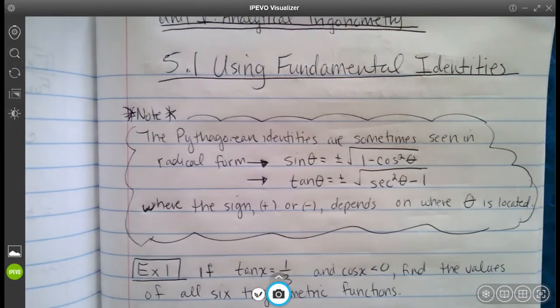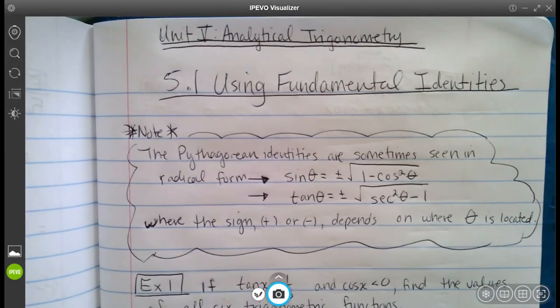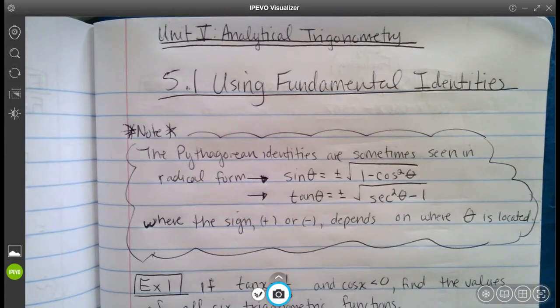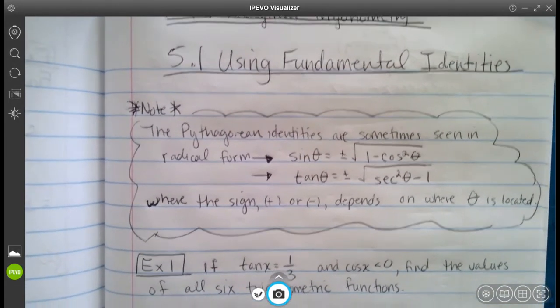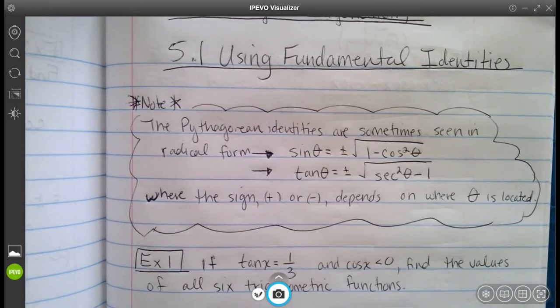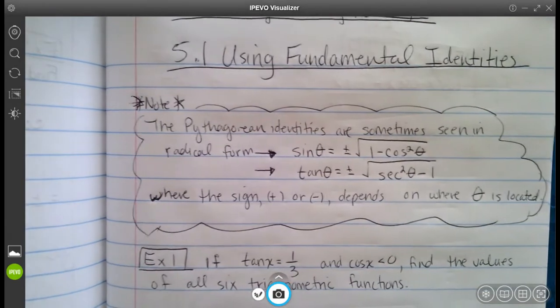In this video, we're going to cover section 5.1, unit 5, still analytical trigonometry using fundamental identities. Lots of examples in this one. They're going to be pretty easy, hopefully, and pretty quick.